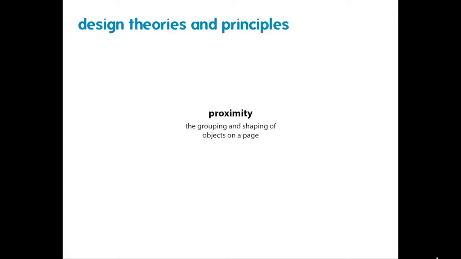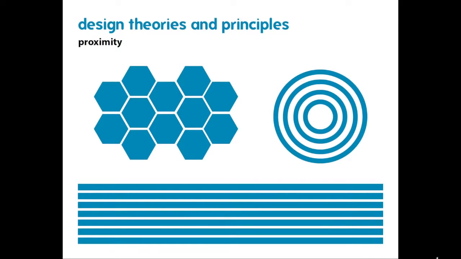Proximity. So proximity is the grouping and shaping of objects on a page, keeping like things together and unlike things separate. Here are some abstracted forms on the page, but you can see that by putting the lines next to the lines, the hexagons next to the hexagons, and the concentric circles within each other, it becomes very clear that there are three different groupings, and they're like that because they're next to each other.